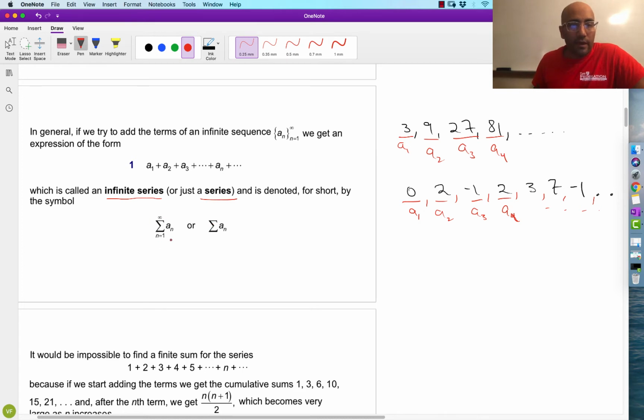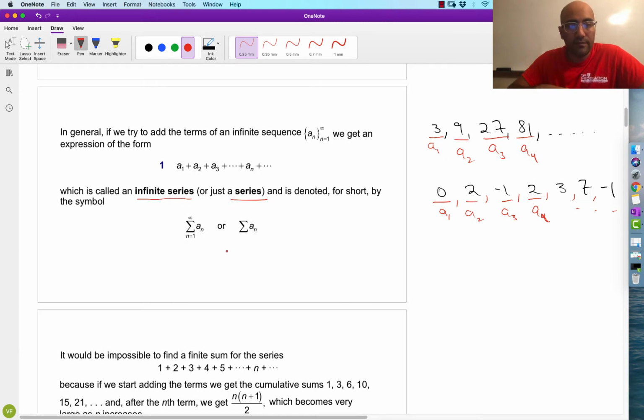And we denote it in this fashion: the sum as n goes from 1 to infinity of a sub n. Very often, and I think it's kind of lazy and we probably shouldn't do this, we don't include the limits of the sum, and it's just assumed that they're there. But I don't like assumptions. People make mistakes when they have assumptions like that, but it's pretty common.